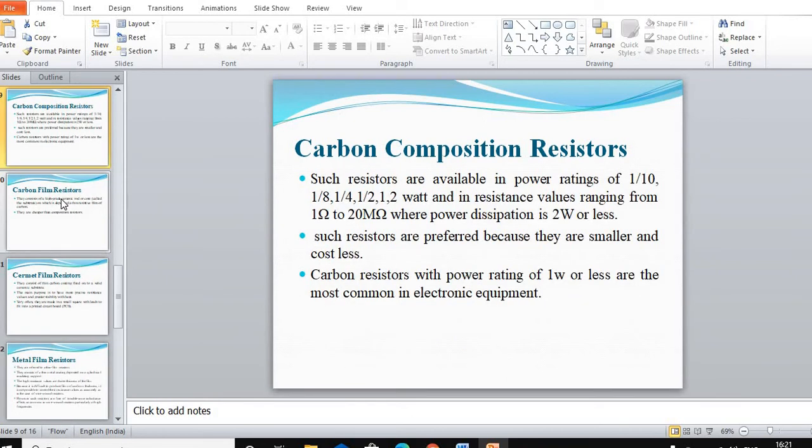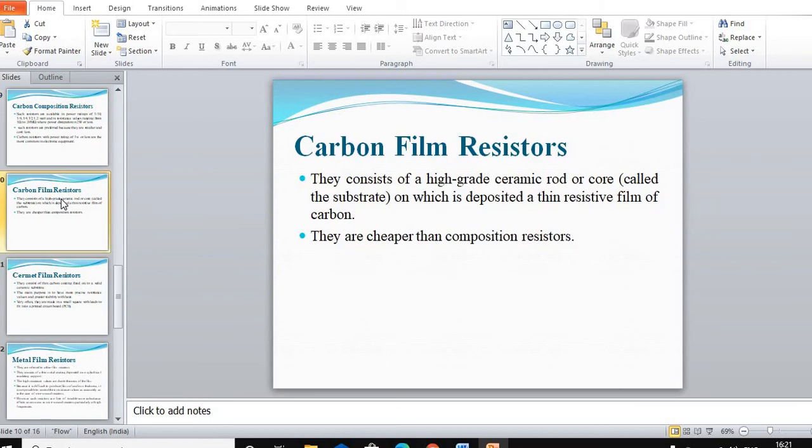Such resistors are available in power ratings of 1/10, 1/8, 1/4, 1/2, 1 and 2 watt and in resistance values ranging from 1 ohm to 20 mega ohm where power dissipation is 2 watt or less. Such resistors are preferred because they are smaller and cost less. Carbon resistors with power rating of 1 watt or less are the most common in electronic equipment.